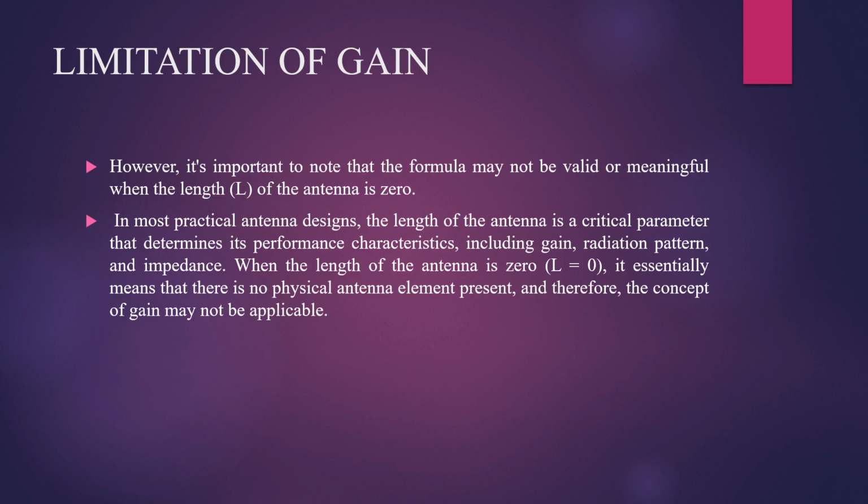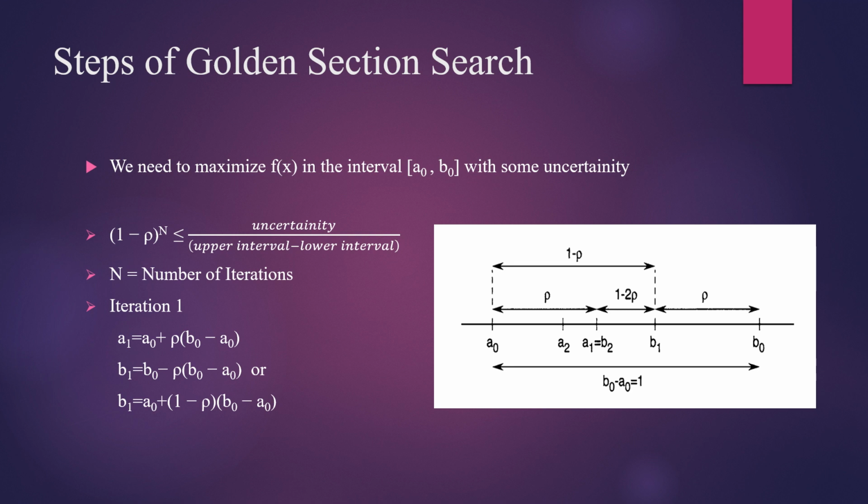The limitation of the antenna: it is important to note that the formula may not be valid or meaningful when the length of the antenna is zero. In most practical antenna designs, the length of the antenna is a critical parameter that determines its performance characteristics, including gain, radiation pattern, and impedance. When the length of the antenna is zero, it essentially means that there is no physical antenna element present, and therefore the concept of gain may not be applicable.